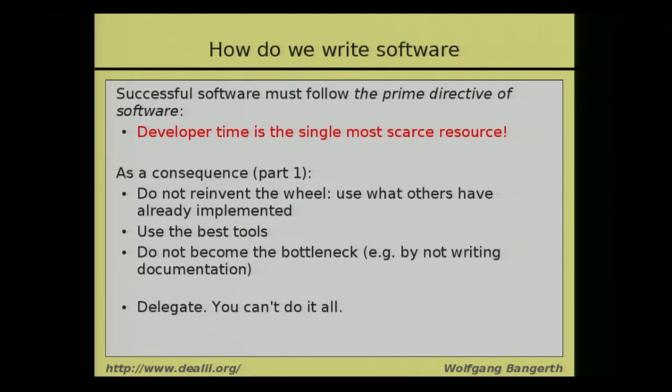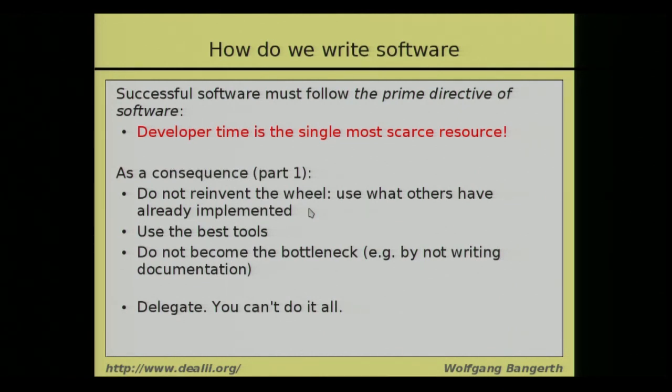If I can buy you a computer that saves you 3 months of time because it allows you to run a tool, then I'm going to do this. It's more important that you get your work done than that your program runs particularly fast or something. So make that the prime directive of your own work, namely that your own time is the most scarce resource. And there's a number of consequences that come from this, namely you should not reinvent the wheel. If somebody else has already implemented something, use it.